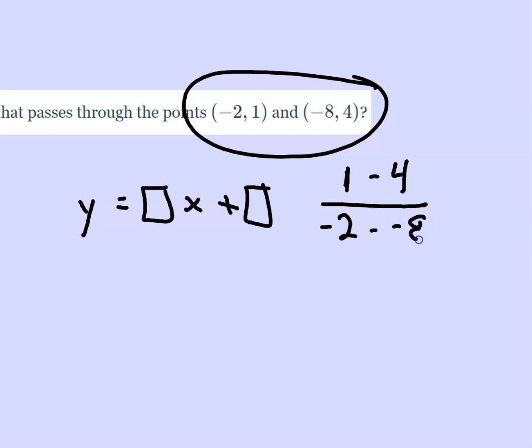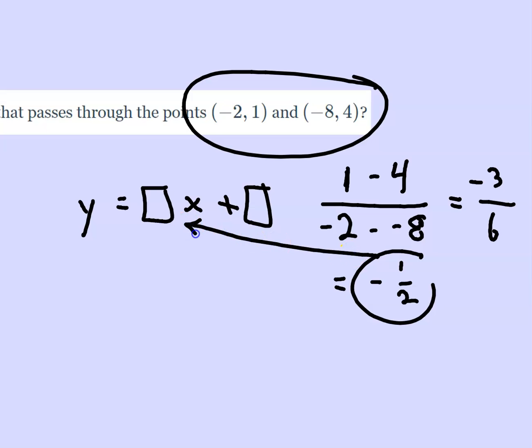I've got a lot of minus signs and negative signs hanging around, so I've got to be a little careful here. This is going to be a negative 3 up top here. And negative 2 minus negative 8 is the same thing as negative 2 plus 8, so 6. And this whole thing reduces down to negative 1/2. Okay, so that is what goes here. So here's my equation so far. Y equals negative 1/2 x plus something.